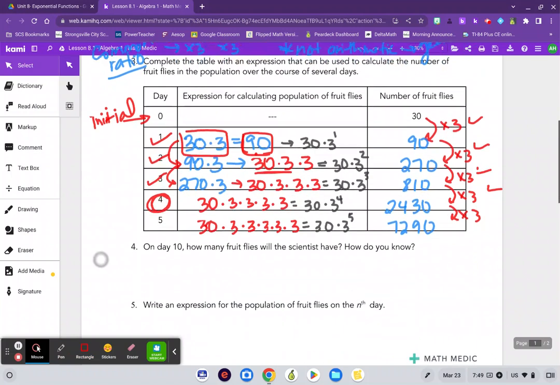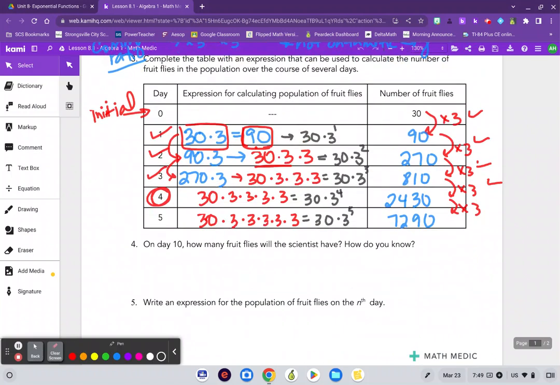And now I'm going to take this idea, and it says on day 10, how many fruit flies will they have? Well, how many I started with, 30. I'm multiplying by 3, and since it's day 10, I'm going to do that 10 times. But instead of saying 30 times 3 and writing 3 out 10 times, I'm going to use that exponent. So if I calculate that in my calculator, I get a really big number, 1771470. So remember, you put your comma every 3.